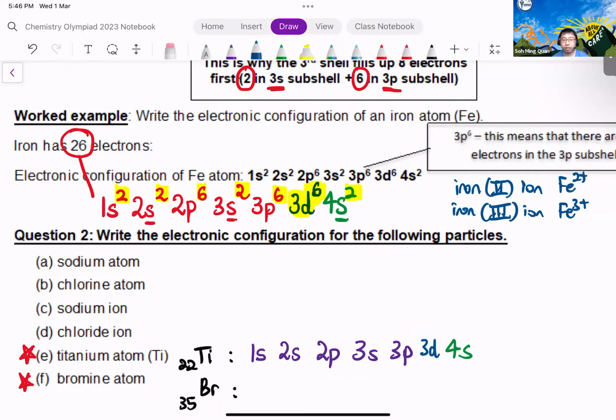I'll give you 30 more seconds to slowly work it out. Remember you must go in this order. Must start with 1s, finish 1s first, then go to 2s. Finish that, then 2p, and so on and so forth. Cannot start with 3s first, you must go from 1s, then 2s, then 2p. So the person will just message me. You want to think again? Then remember, after 3p, where do you go to next first?